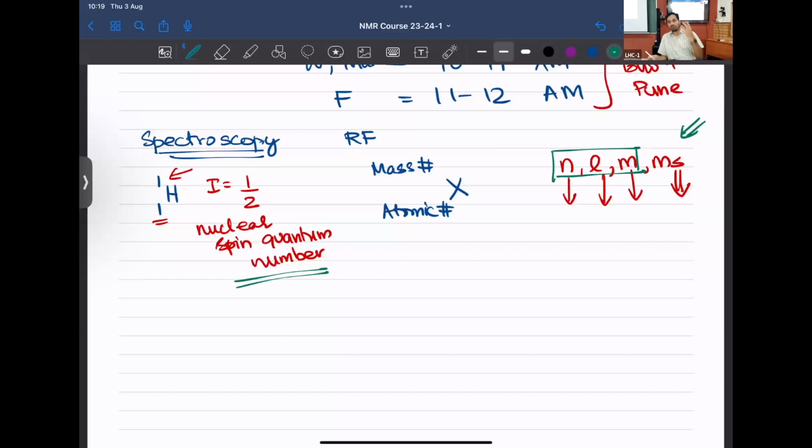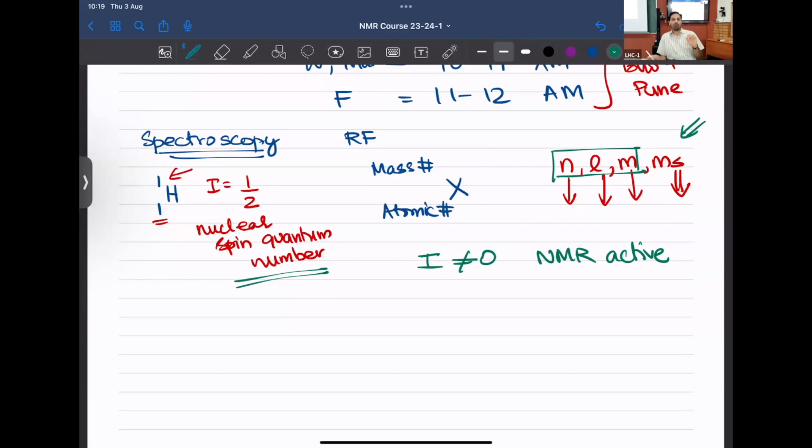Okay? So the nucleus also has its own quantum number called the nuclear spin quantum number. And this is something that has to be non-zero. So basically, I has to be non-zero to be NMR active. And the most abundant nuclei that we end up probing is the proton nuclei, and we said it has a spin quantum number of half.